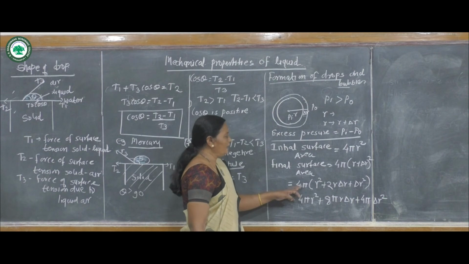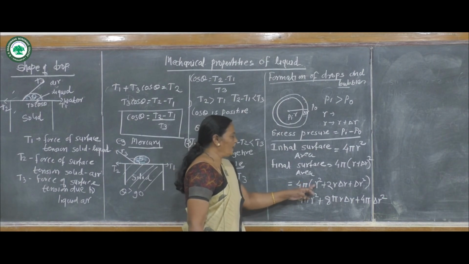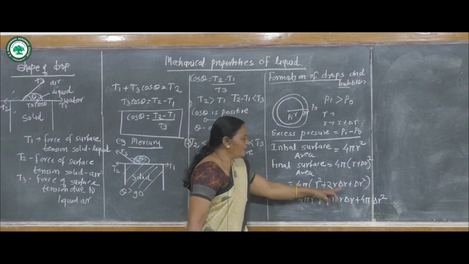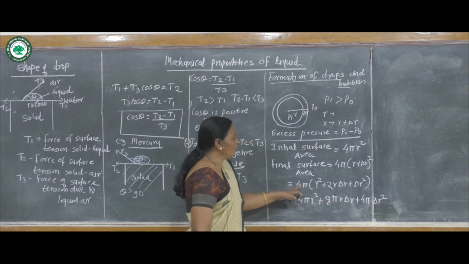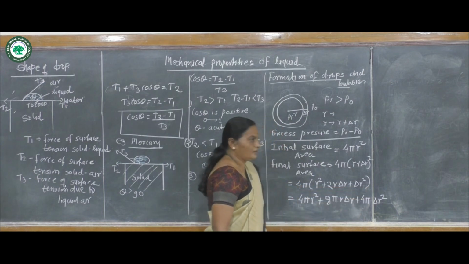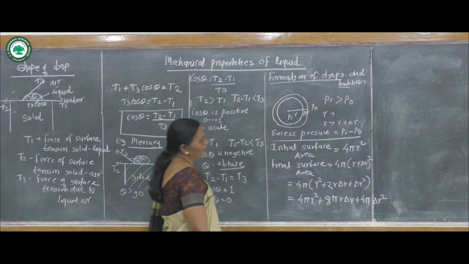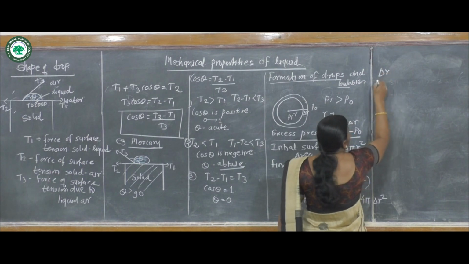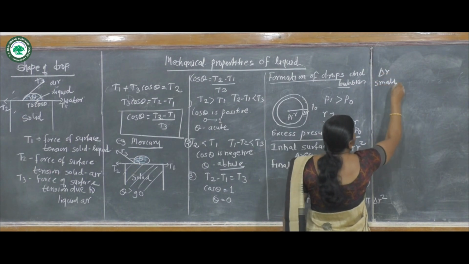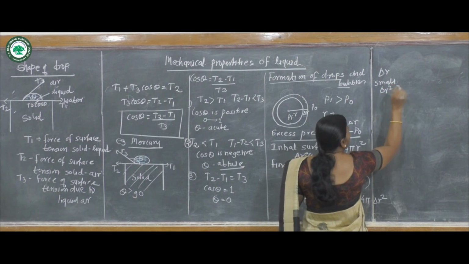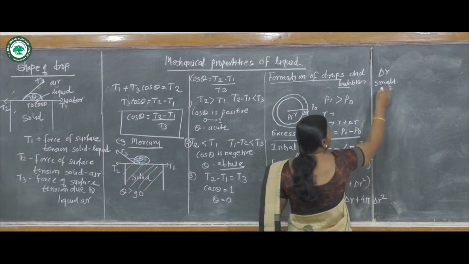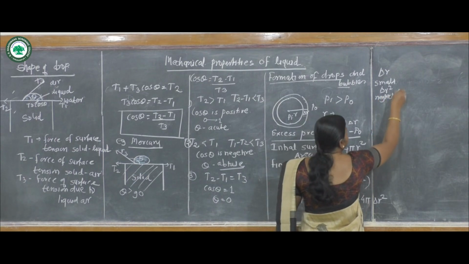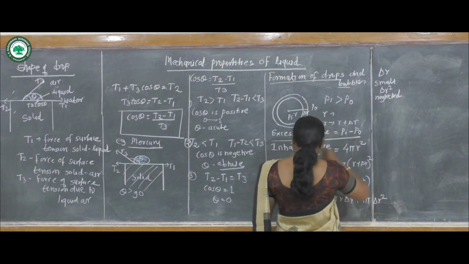See, multiplying by 4 pi, it is 4 pi r square plus 8 pi r delta r, and again plus 4 pi delta r square. You know the value of delta r is very small, so delta r square is very small. It is neglected.